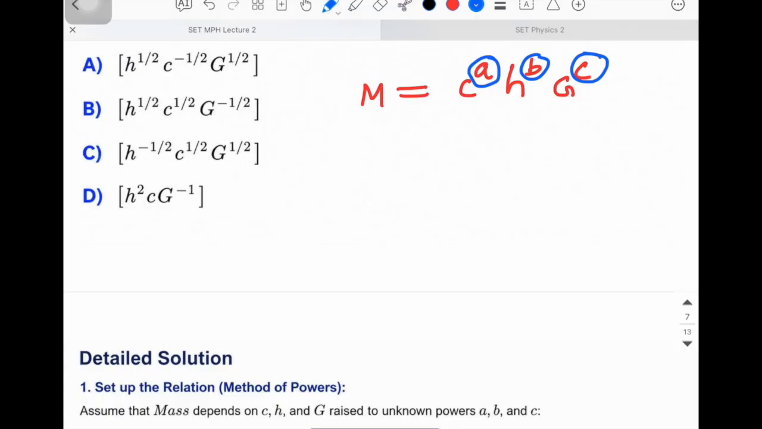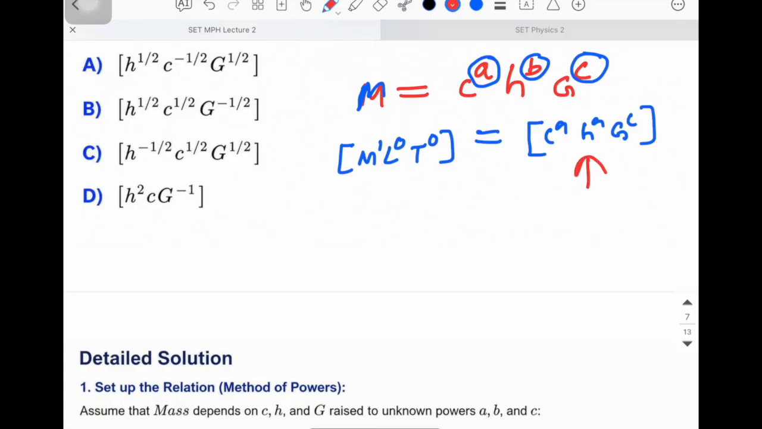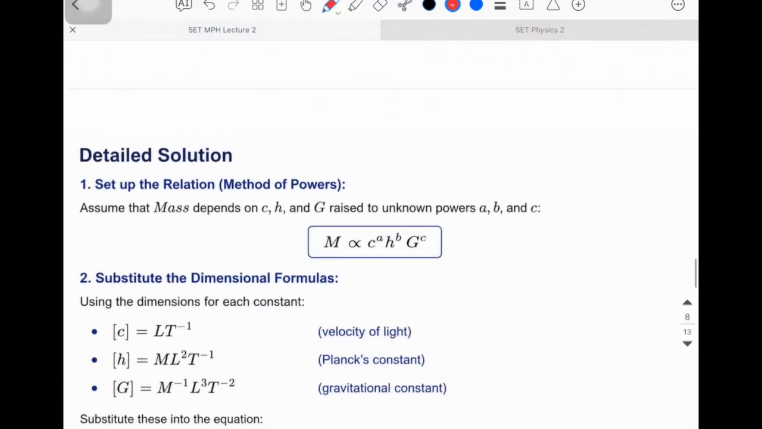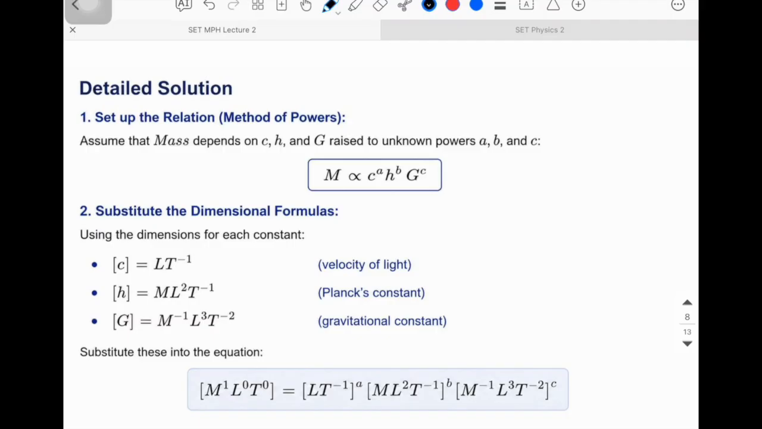So here on the left side mass is m, so its dimension is m power 1, l power 0, t power 0. The right hand side quantity, c power a, h power b, g power c, must also have the same dimension, m power 1, l power 0, t power 0. So we find the dimension of this quantity and equate it with this one. Then we will get the value of a, b, c and substitute here. I have already included the detailed solution here to save our time.